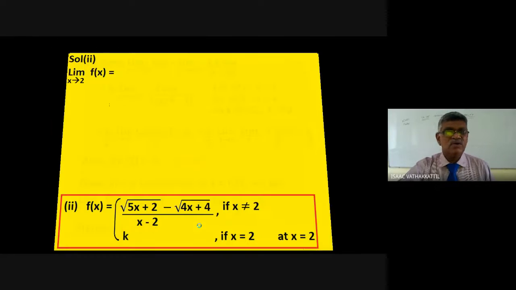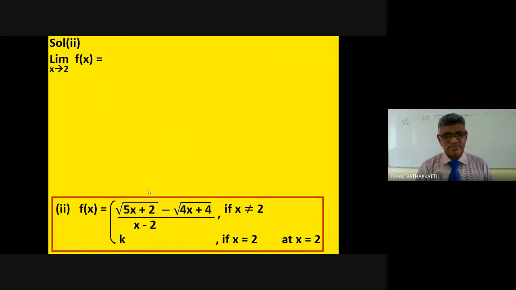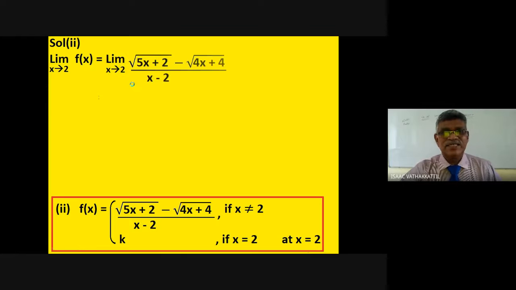Okay. What is the second one? F(x) is given as under root 5x plus 2 minus under root 4x plus 4, upon x minus 2, when x is not equal to 2, and k when x equals 2. And this is continuous at x equal to 2. I have to find the value of k. So let us take limit x tends to 2 of f(x), that is limit x tends to 2 of under root 5x plus 2 minus under root 4x plus 4 upon x minus 2. How will you evaluate this limit?